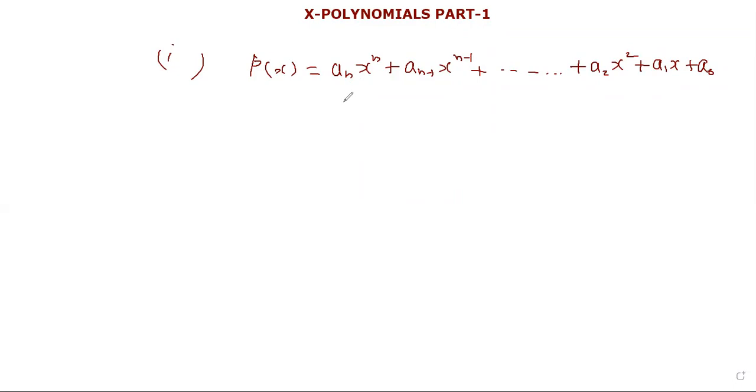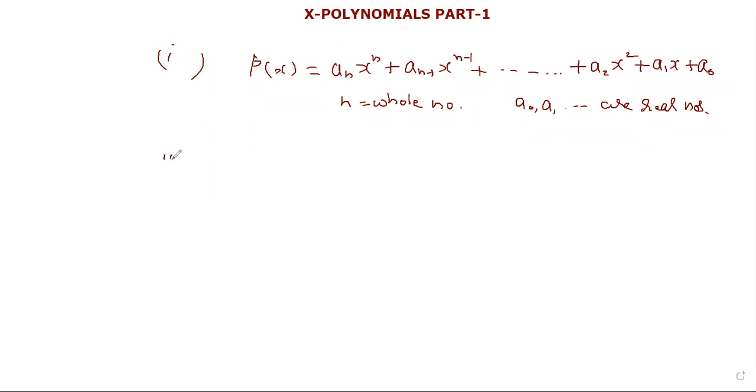x are real numbers. Where n is a whole number, it is compulsory n should be a whole number. If it is root or fraction, then it is not a polynomial. So that we studied already in class 9. So n is a whole number and coefficients of x, a_0, x, x square, x cube, all these numbers are real numbers. Okay. Then it is called a polynomial. This is the definition of a polynomial.